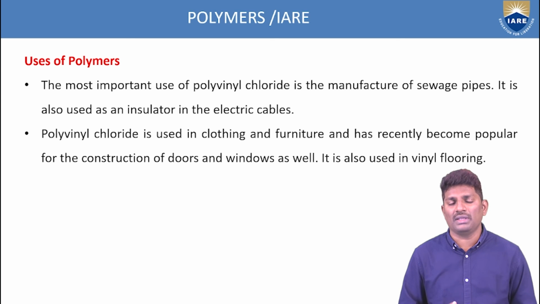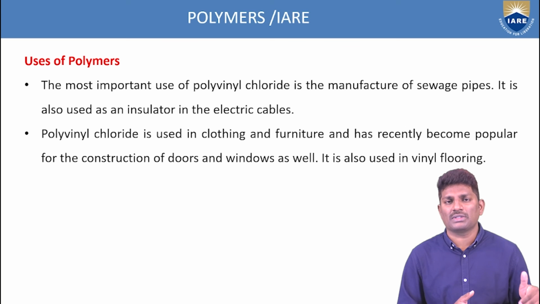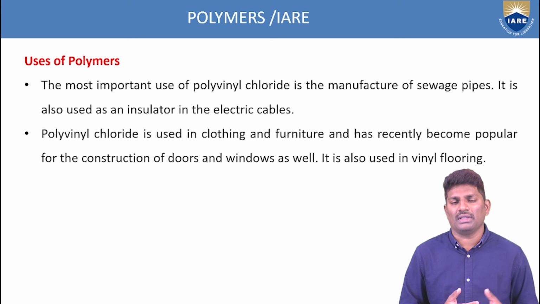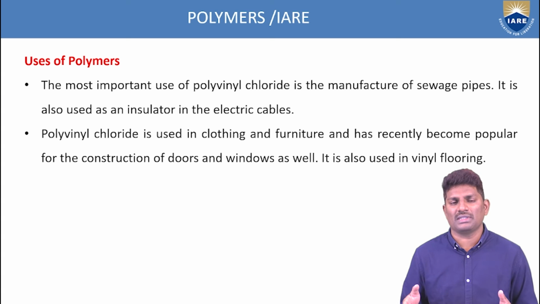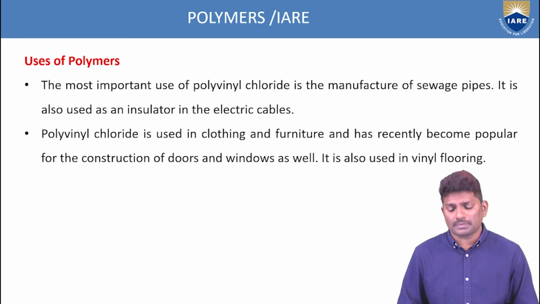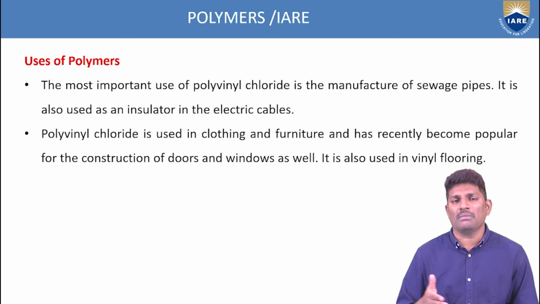Like this, you have wide applications in the construction of doors. Previously, we used to do only with wooden doors. Now PVC doors are also coming because of the hardness and the life span of PVC, which will not corrode in different climatic conditions. If you compare with wood, PVC has very good properties. So these PVC are used in sewage, as insulators for electrical cables, in the construction of doors and windows, and also for floorings. Like that, you have wide applications of these polymers.